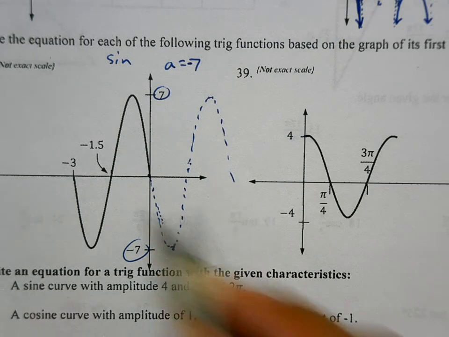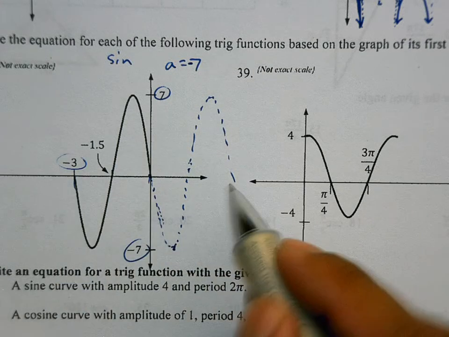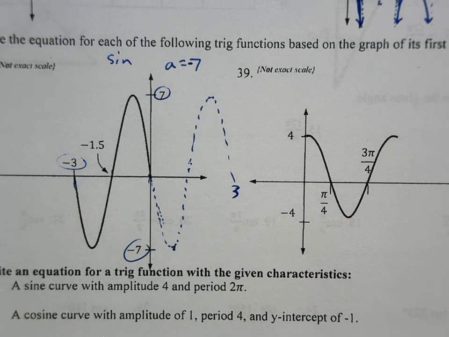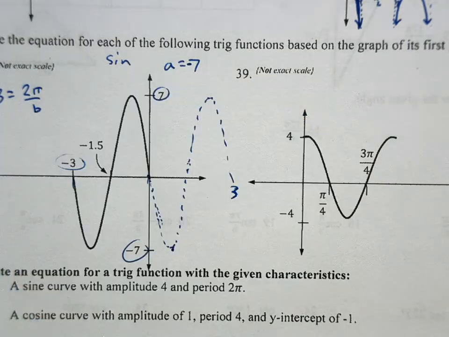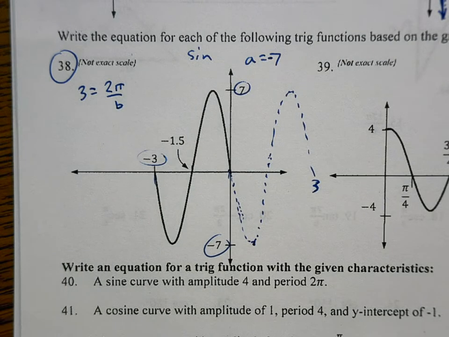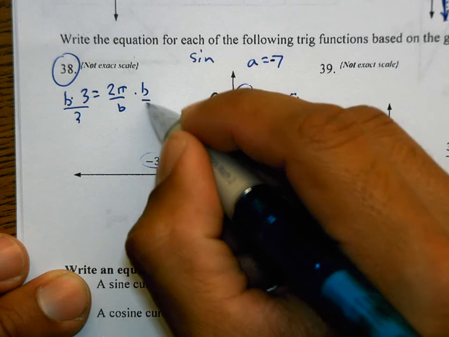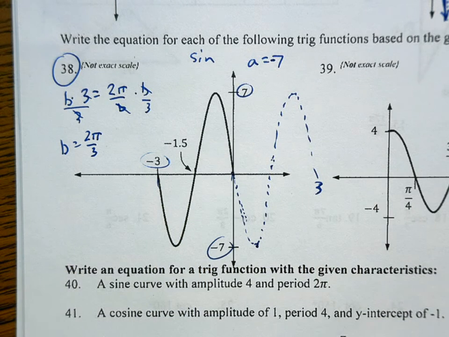And then the only other thing I really have to think about is the period. And I know one period is 3 units long. If we went -3, the fourth quartile would be a +3. Well, what's the B value? If the period is 3, I can figure out what the B value is using the formula period is equal to 2 pi divided by B. I'm going to times by B. I'm going to divide by 3. And B would equal 2 pi divided by 3. Once you get that, you have everything you need to write the equation.